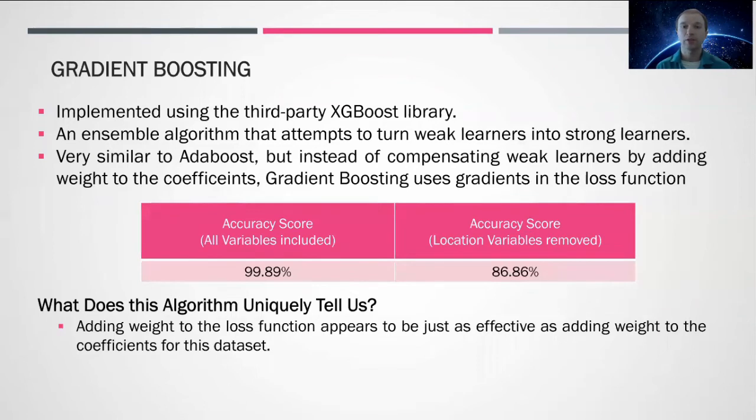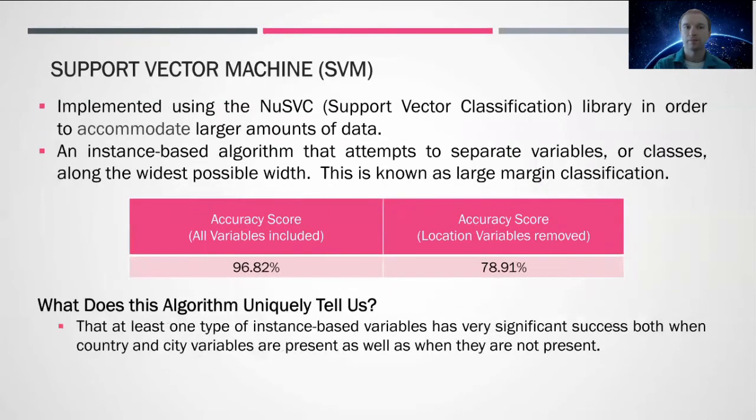And as you can see here, it achieves very impressive accuracy scores. When all variables are included, it's almost 100%. And when the location variables are removed, it still achieves a very respectable 86, 87%. Now, this tells us that adding weight to the loss function appears to be just as effective as adding weight to the coefficients, at least for this particular data set.